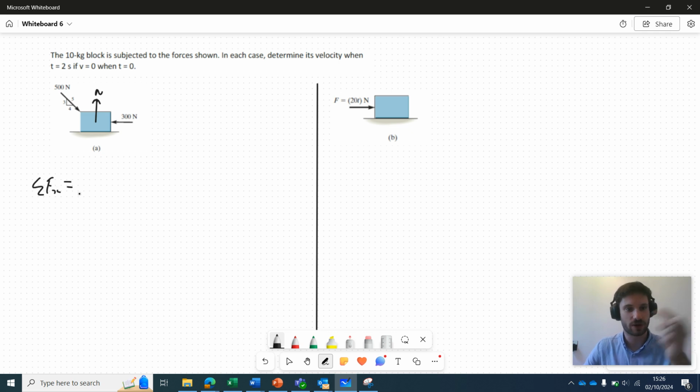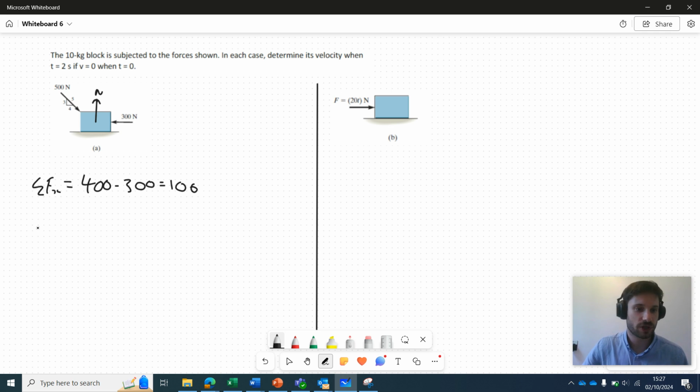Well, things acting to the right only include the horizontal component of this 500 Newton force. So that would be 4/5 of this 500 Newton force, 400 newtons, minus things acting to the left, and we've only got here this 300 Newton force. So we can say then that the resultant force in the horizontal direction is 100 newtons.